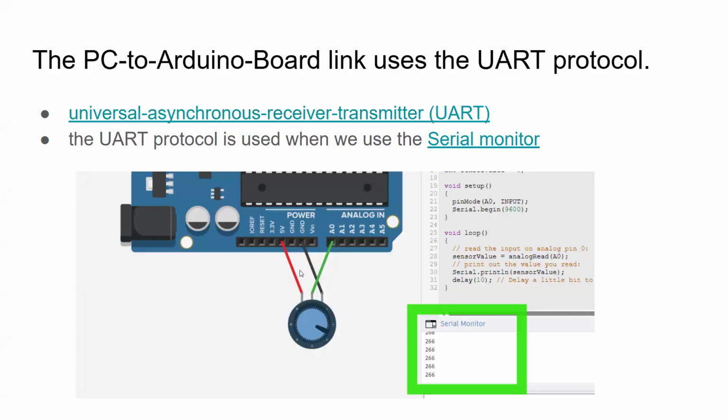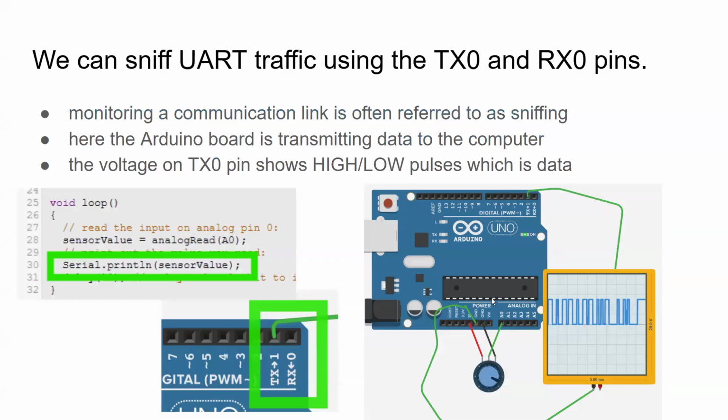So as mentioned before, there's this PC to Arduino board link, and this uses the UART protocol. This is the Universal Asynchronous Receiver Transmitter Protocol. It's a bit of a mouthful, but you'll see it a lot, and we'll dig into what all that means here. But one thing to note is that you can actually look at this UART traffic using the transmitter TX and receiver RX pins on your board. So we can actually hook up an oscilloscope and look at the data that's going on the line, which is kind of fun.